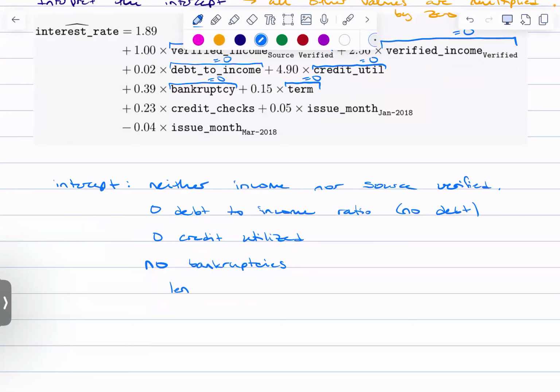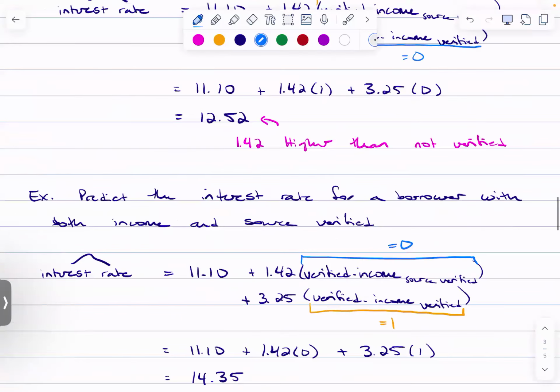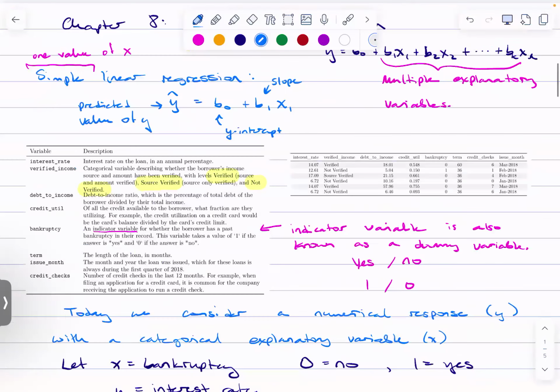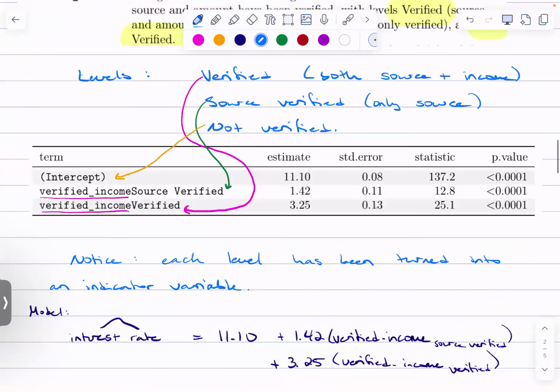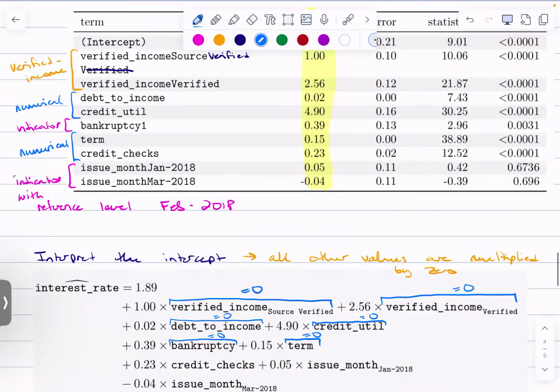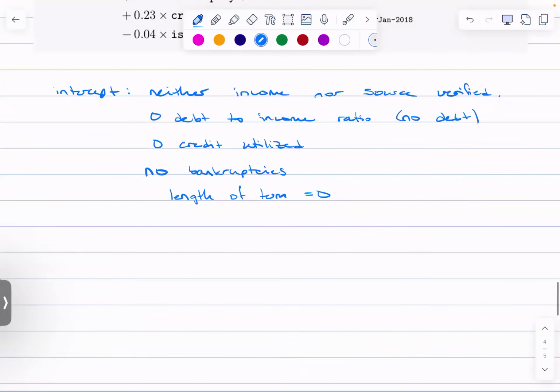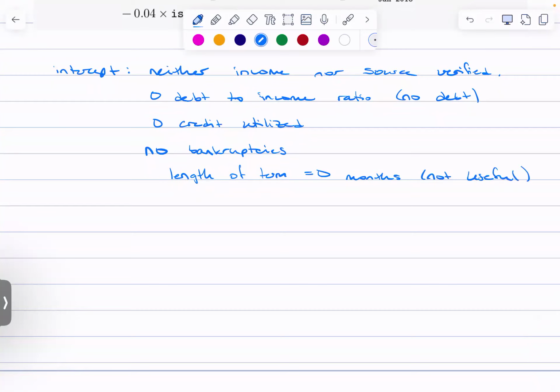So the length of the term is 0. I think it's months. Let me confirm. Months, yeah. 0 months. Which is not useful information, right? So that's not useful. It is the starting point, right? So the one way to get your lowest interest rate, it looks like, is to borrow it for no amount of time. Wow, groundbreaking.